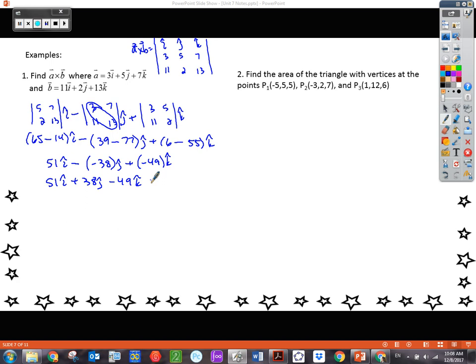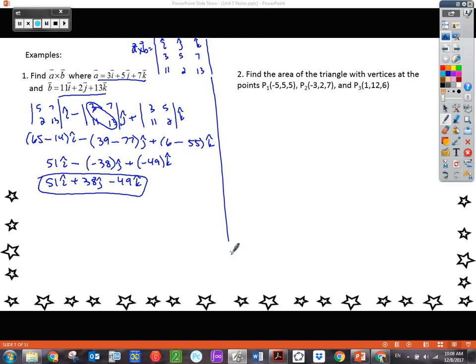Now what we've just done is we've found a vector that is perpendicular to both of these vectors. Which you're like, okay, so that's a really big deal. That's great, right? We found a vector that is perpendicular to both of these vectors. So that's what one use of the cross product is. Okay, and that's our answer.